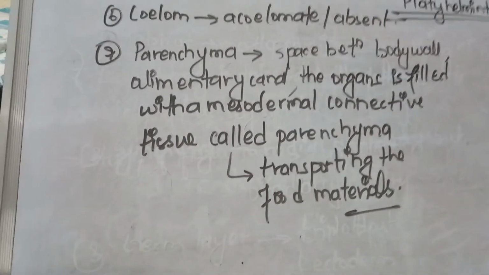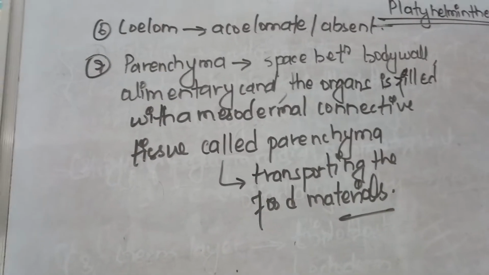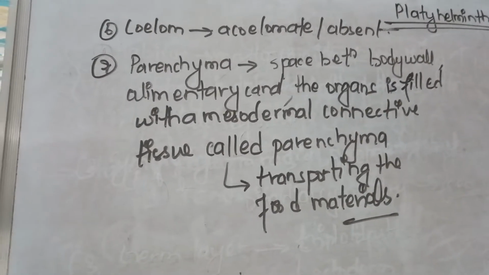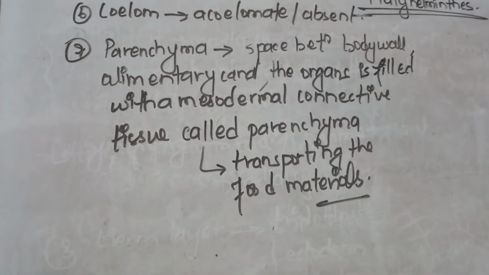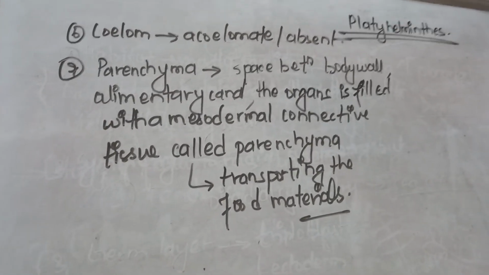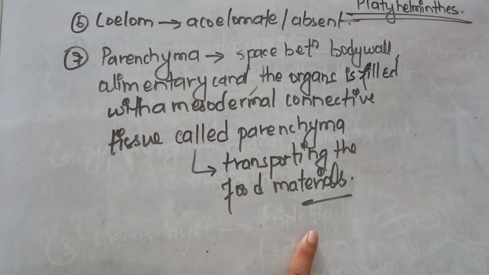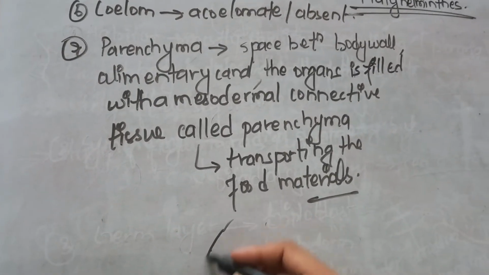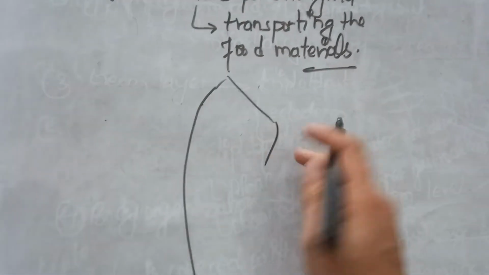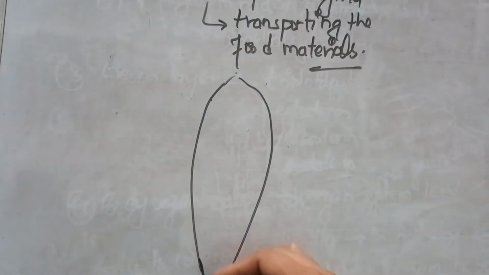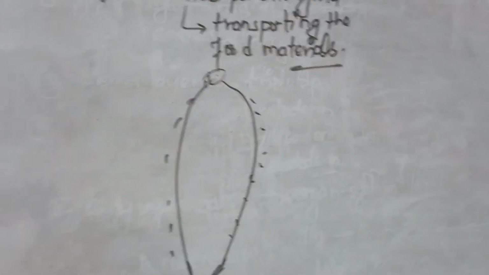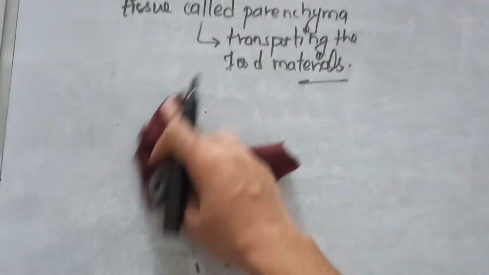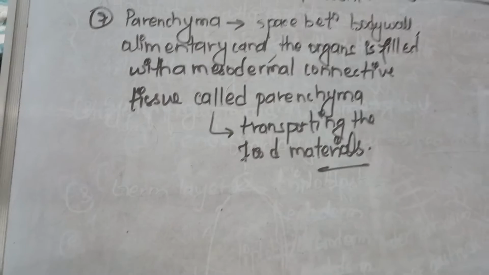Listen here. First is parenchyma. Parenchyma is the space between body wall, alimentary canal, and the organs, filled with a mesodermal connective tissue called parenchyma. The main function of parenchyma is transporting the food materials. Likewise, in number 8, you can see the structure is like this. So this will have some hook-like or sucker-like structure for attachment as well as sucking the nutrients.